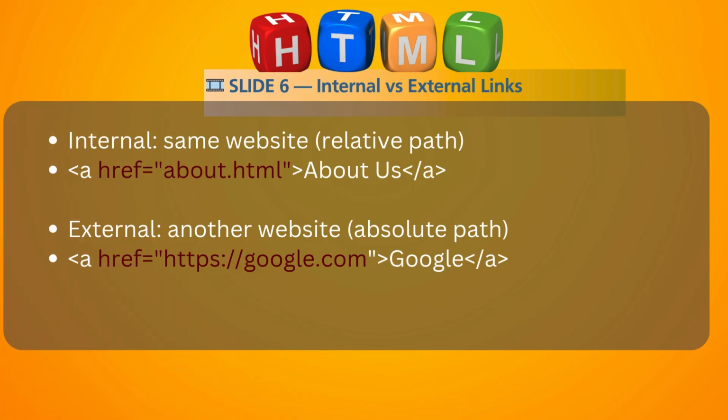Slide 6. Internal versus external links. The first code, for about.html, is an internal link. When you click it, it will open the internal HTML file within the directory of this source code. And the second one is https google.com. This is an external link, so it will open another site.